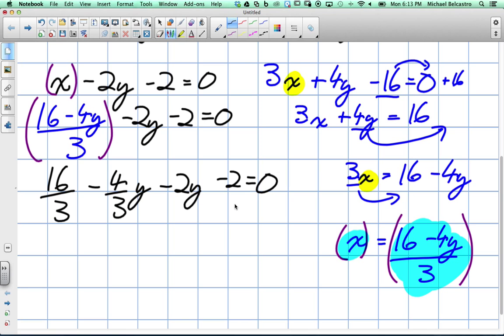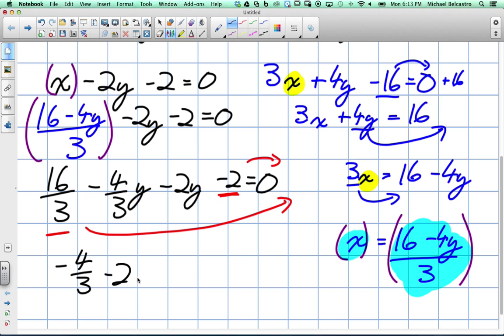Okay. First of all, let's move all our constant terms, so non-variable terms, to the other side. So that would be the negative 2 and the 16 over 3. We'll take them both to the other side. Okay. When negative 2 goes to the other side, what will it become?